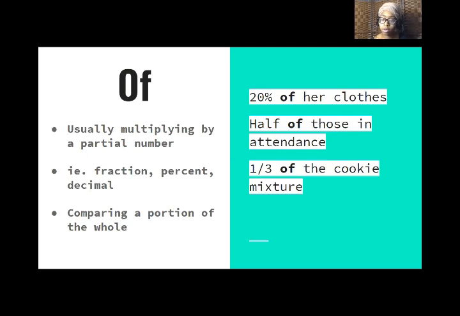And you have to figure out how many of those people actually left based on the total that you were given. All right, 1/3 of the cookie mixture. So not the whole thing, but 1/3 of it. Let's say 1/3 of the cookie mixture got M&Ms. The other portion did not get M&Ms. All right, you have to figure out how much of the cookie mixture actually got the M&Ms.